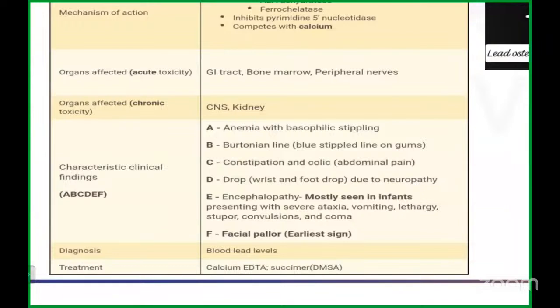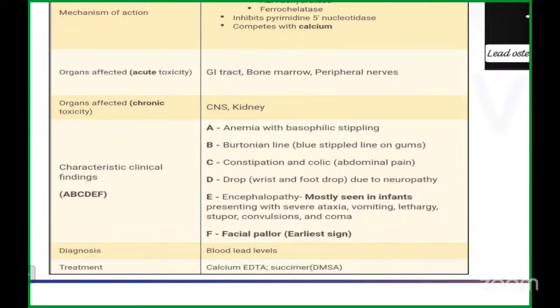D for drop, wrist and foot drop due to neuropathy. The wrist drop is associated with damage of the radial nerve, and so is foot drop, which is due to involvement of the common peroneal nerve. E for encephalopathy, which is an acute finding, mostly seen in infants presenting with severe ataxia, vomiting, lethargy, stupor, convulsions, coma. So these are horrible side effects of lead poisoning, but they happen with time. They don't happen in a day. But they present in an acute emergency and crisis. F for facial pallor. Facial pallor, in fact, is the earliest sign to develop in lead toxicity.